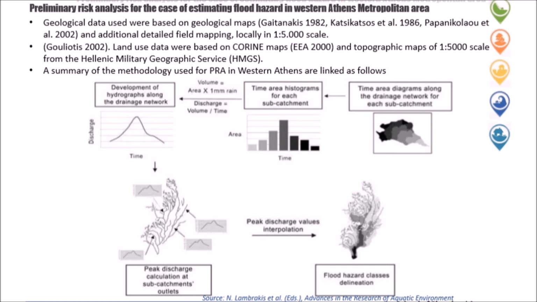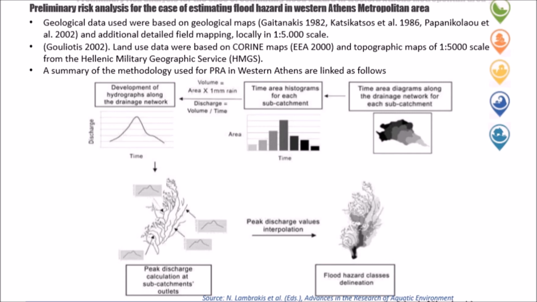The second data set was the geological data that were based on geological maps and additional detailed field mapping, which was done at 1:5000 scale. The land use data were based on a land use land cover data set, that is Corine maps, and topographic maps of 1:5000 scale, sourced from the Hellenic Military Geographic Service. So there were various sources from which the land use data was sourced.